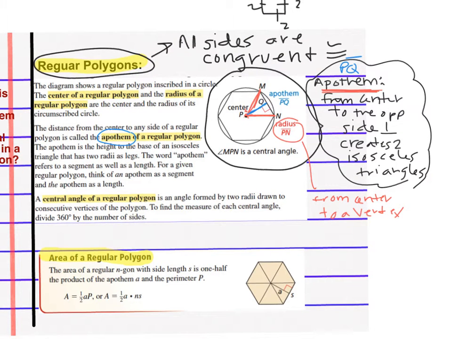So a central angle is an angle that is created by two radii. Right here it's telling you, maybe I'll circle in green, angle MPN. MPN, this big angle, that's the central angle. So it's two radiuses or radii. You find that by doing 360 divided by the number of sides, or 360 divided by n. So that is also something that you need to know.